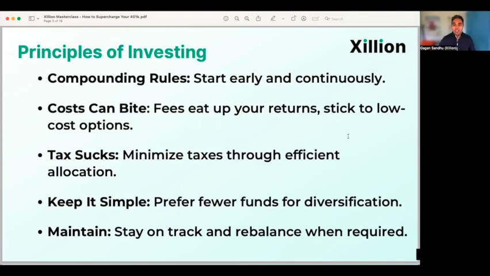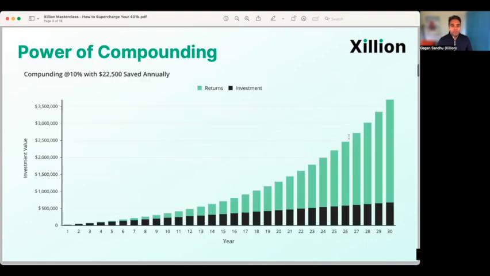Okay, so the first thing, compounding. Compounding is a concept that is so simple to understand, yet it is so hard to grasp, especially because compounding doesn't happen right away. It doesn't happen in a month, in a year. It takes a long time. And what you see in here is the beauty of compounding.